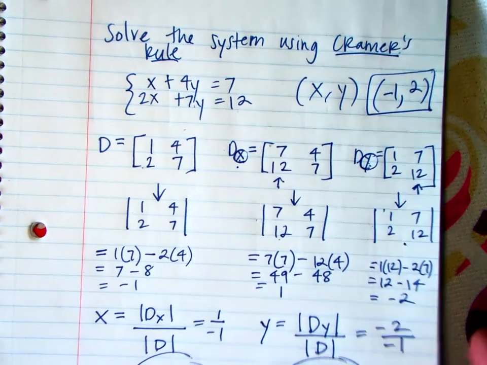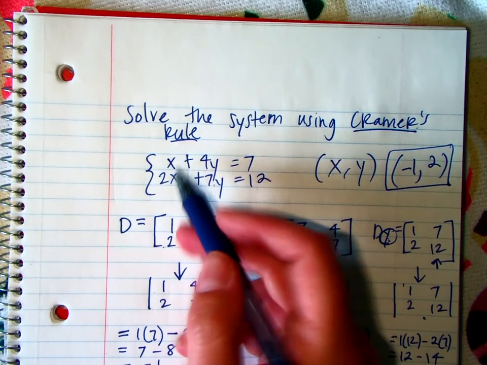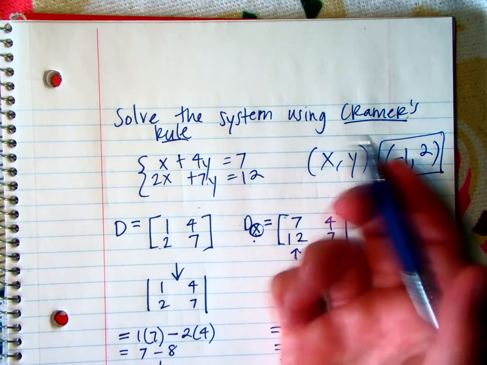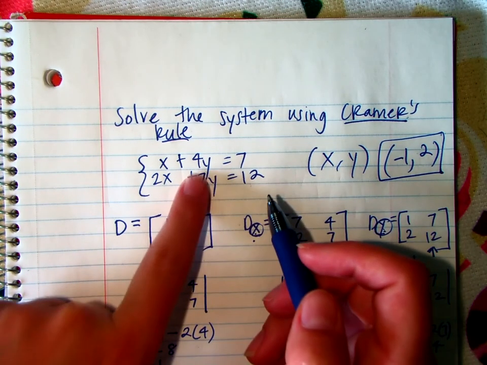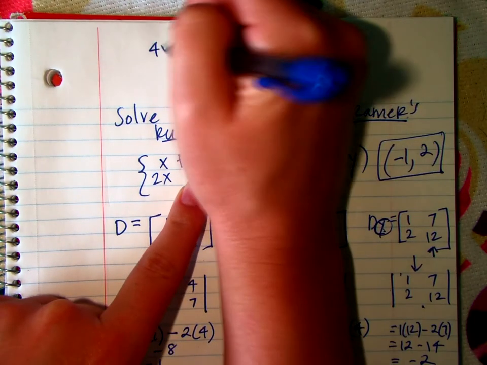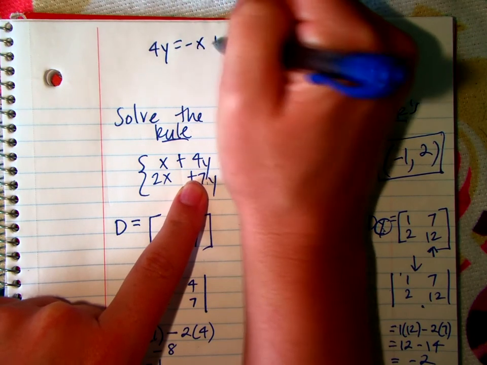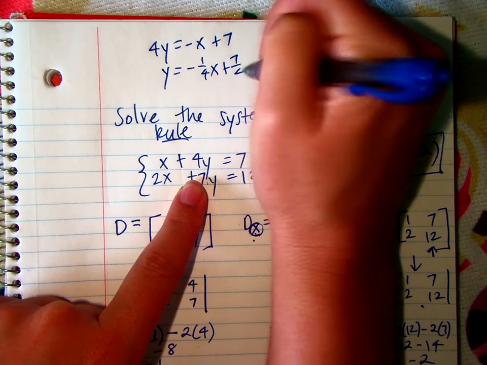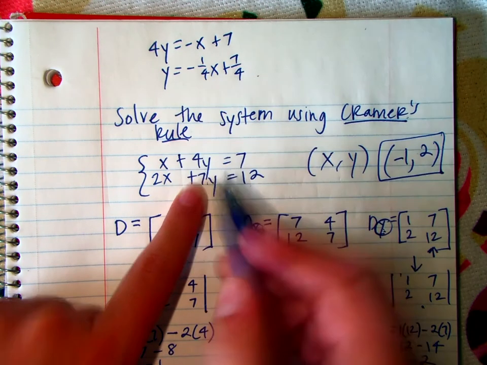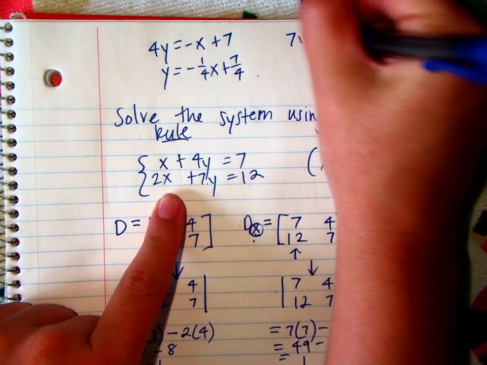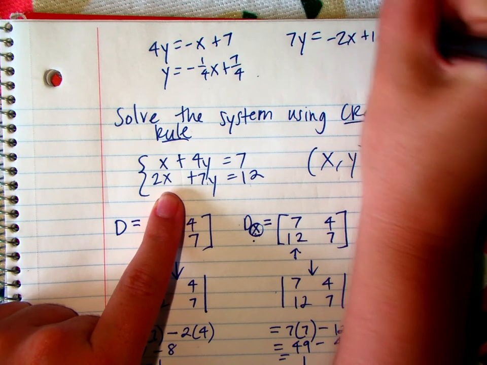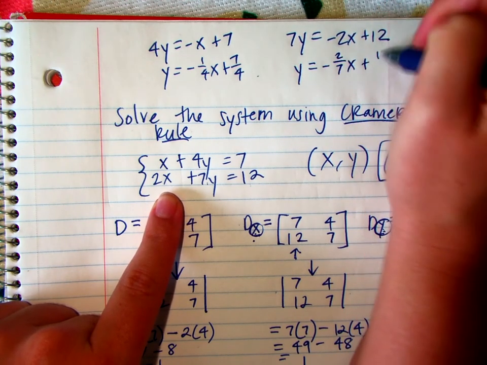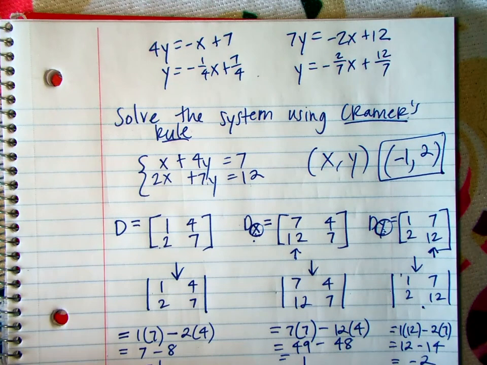So if we were to graph this, and this is a nice little review, to graph we need them in slope-intercept form. So I would need to solve both of these for Y. So we have 4y equals negative x plus 7, and then I would divide by 4. So y equals negative 1/4 x plus 7/4. That's the first equation I would plot. This one I'm solving for y, so 7y equals negative 2x plus 12. So y equals negative 2/7 x plus 12/7. I'm just going to leave them as fractions because why not?